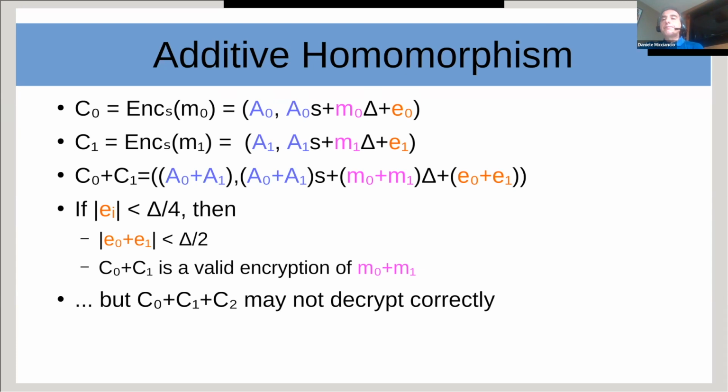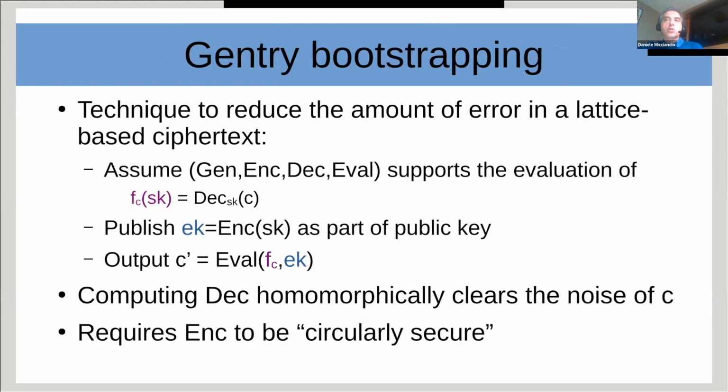Now, this is great. We have a valid encryption of M0 plus M1, but it is clear, even from this simple example, that this homomorphic property has some serious limitations. You cannot keep adding things together. The error will get bigger and bigger, and at some point you will get a ciphertext which is not decryptable. Now, this is where Gentry's bootstrapping technique comes into play. This is a technique to reduce the amount of error in a ciphertext, and it is done as follows.